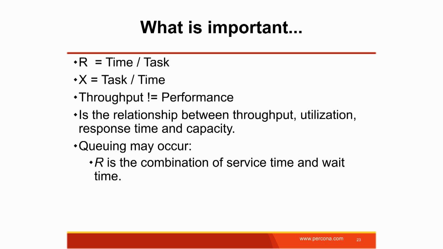And some of the most important things is response time is how much time it takes to do one certain task, and throughput X is how many tasks can I do at a certain amount of time. So often we look at throughput, we can see, hey, we're doing 1,000, 2,000 transactions per second. That looks good, but your response time might be very, very bad. So throughput is not performance, it's the relationship between all these things: throughput, utilization, response time, and capacity.